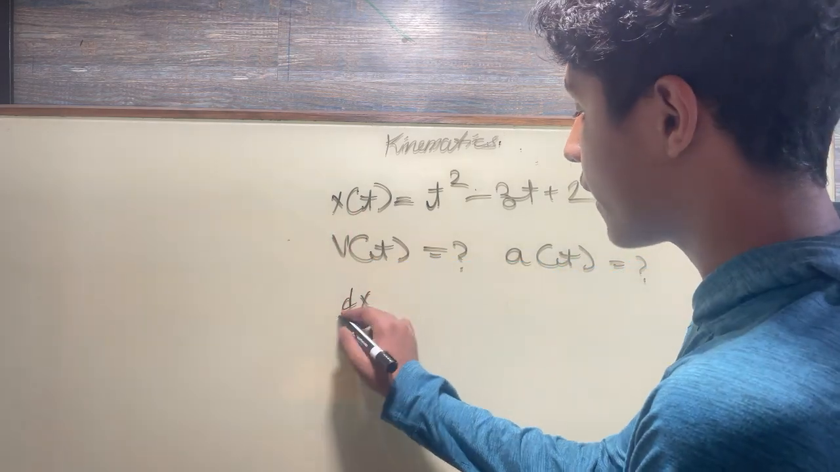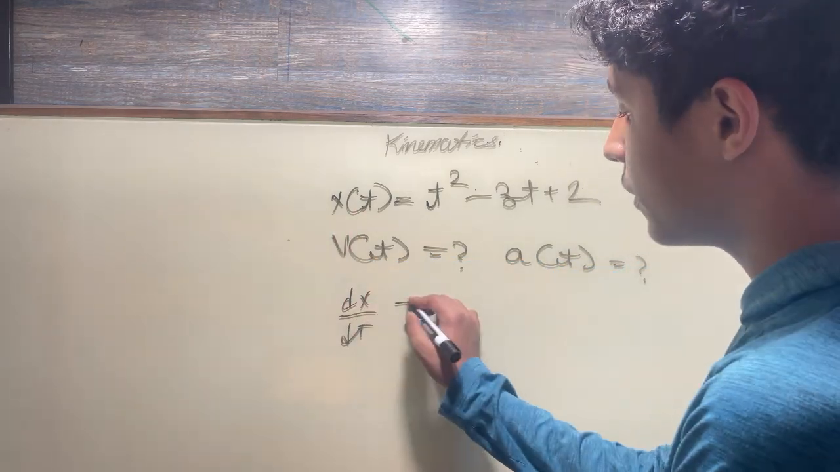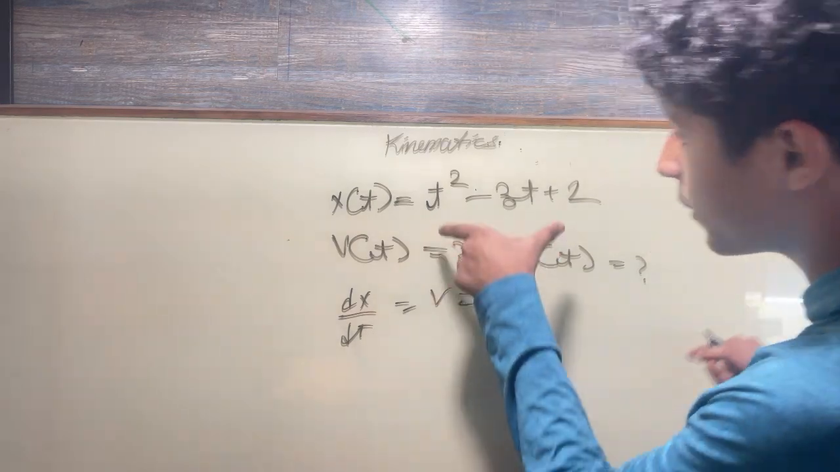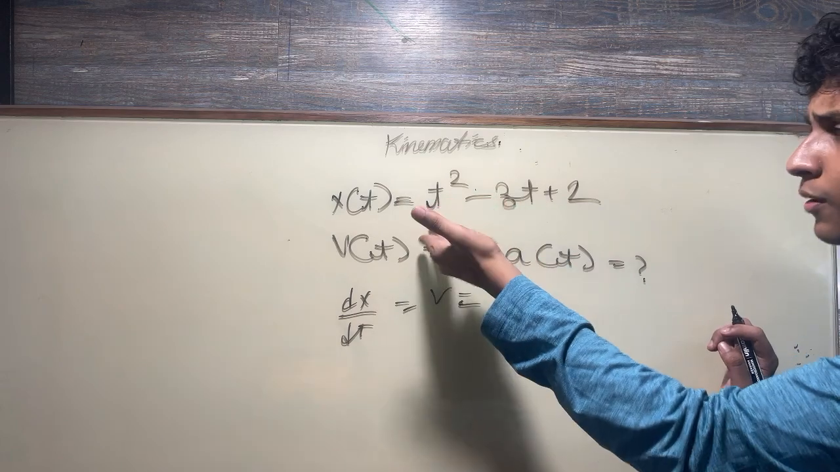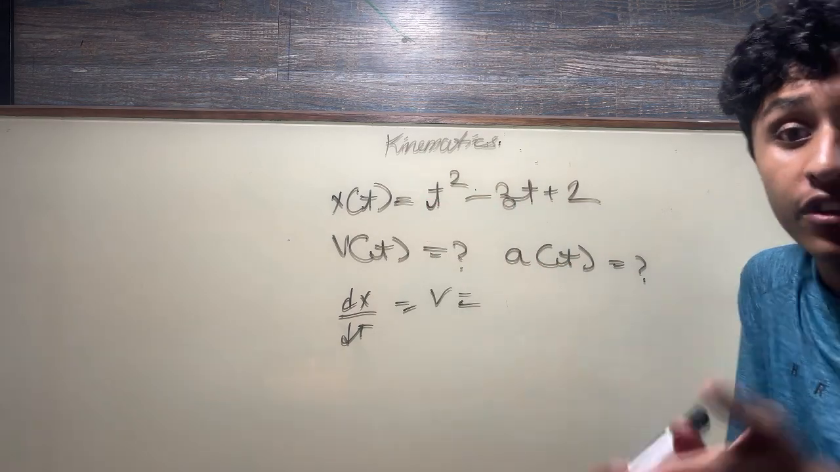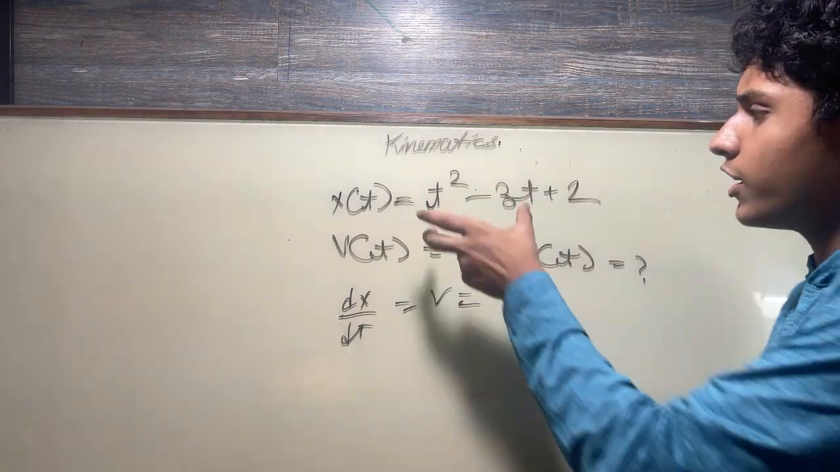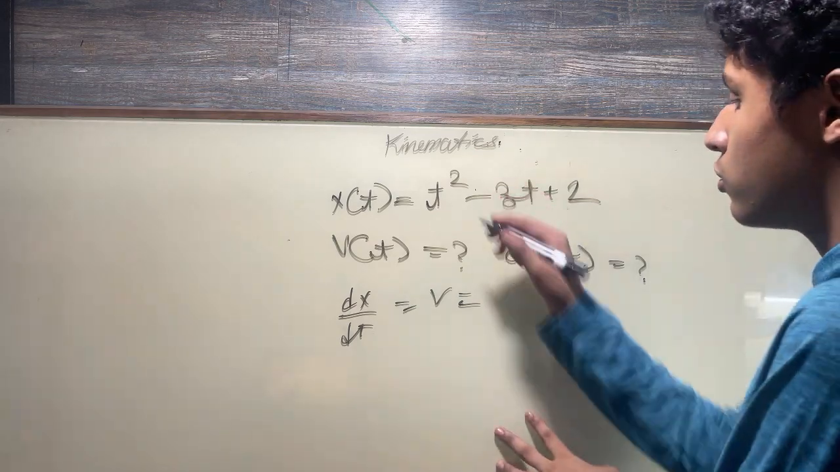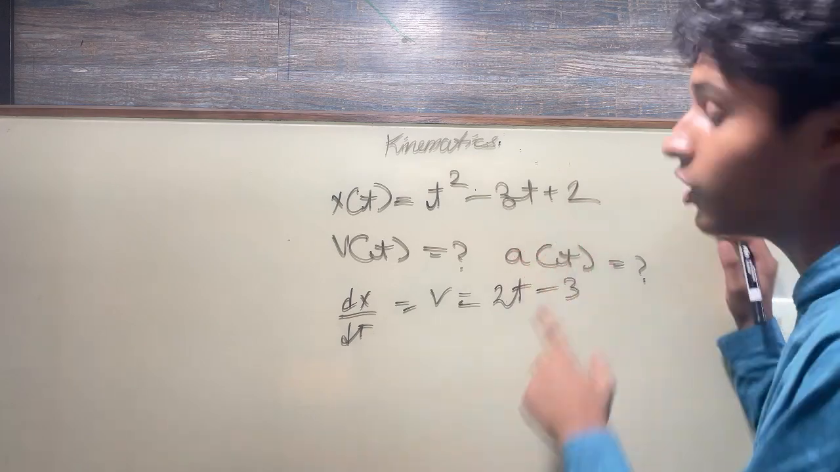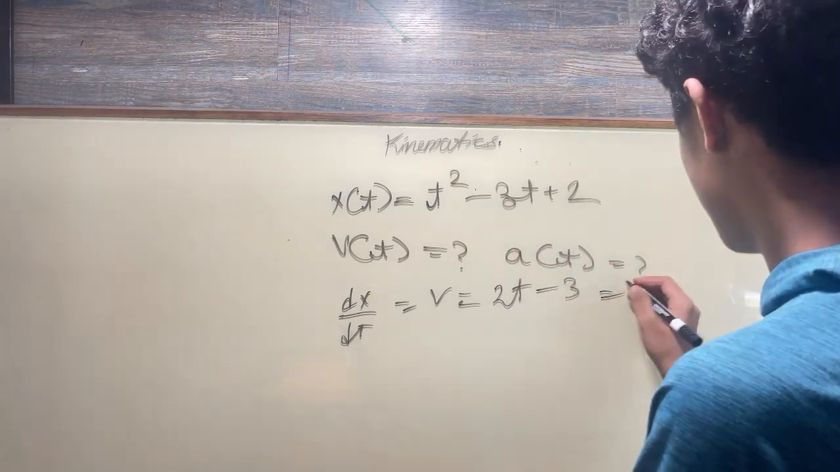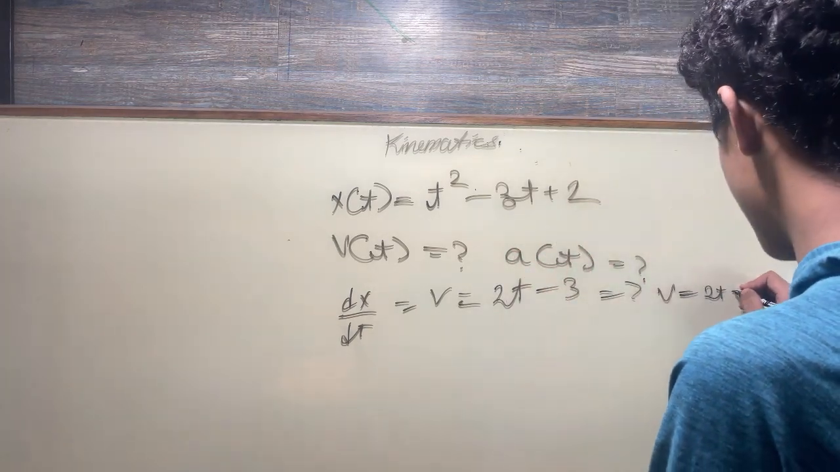So dx by dt will be equal to velocity, which will be equal to differentiation of this whole equation. Now, we will be doing normal differentiation here, because we are differentiating with respect to time, right? So it is just normal differentiation. So we get 2t minus 3, and a constant always is 0. So we get our velocity as 2t minus 3.